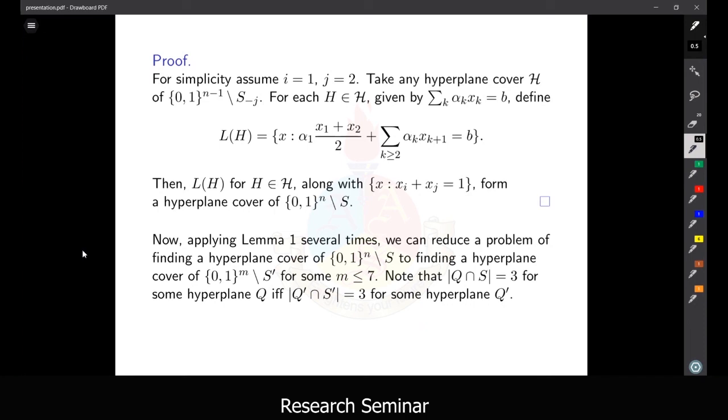Okay, so there is also one important remark, namely that if there existed some hyperplane which covered exactly 3 points from our set S, then after this reduction, we will still have some hyperplane which covers exactly 3 points in the lower dimension. I think the easiest way to realize it is just to note that by removing the duplicates of columns, we don't decrease the rank of our matrix. So if the points were in general position, then they still stay in general position.